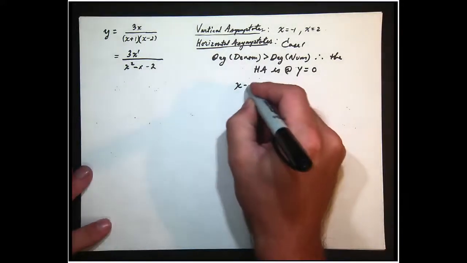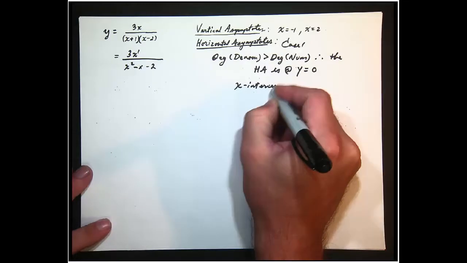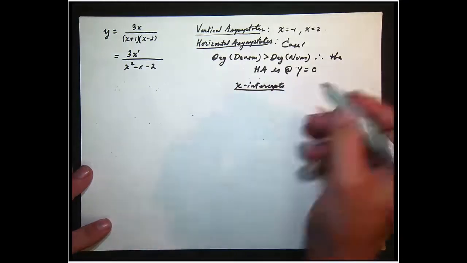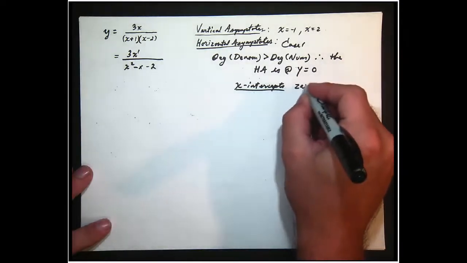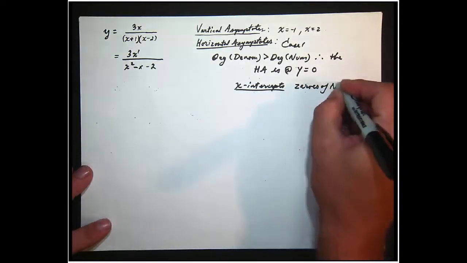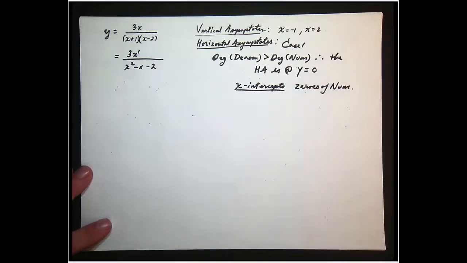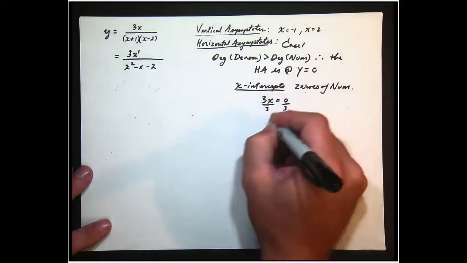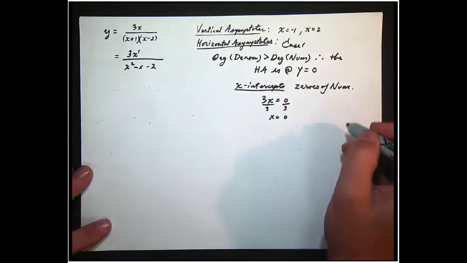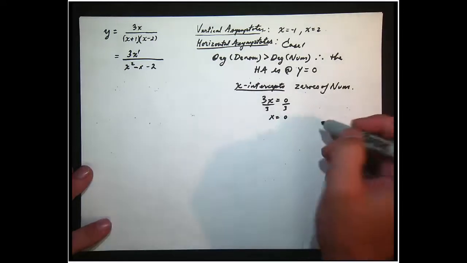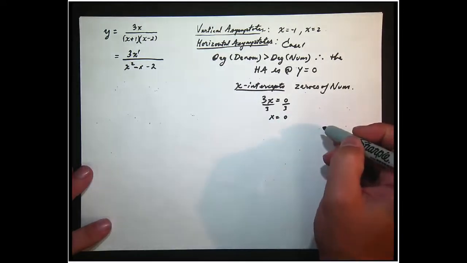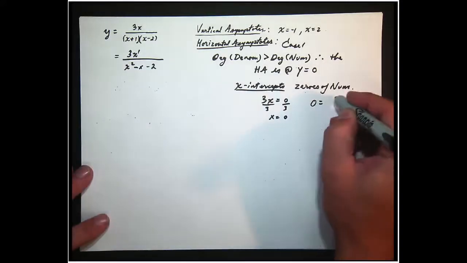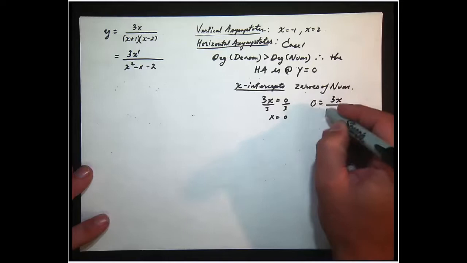I'll do x-intercepts first. X-intercepts are found at the unshared zeros of the numerator. So we want zeros of the numerator. What makes 3x equal 0? If x were 0. The x-intercept is a point on the x-axis. Technically, what we're doing here is setting y equal to 0. But we know, when does a fraction ever equal 0?